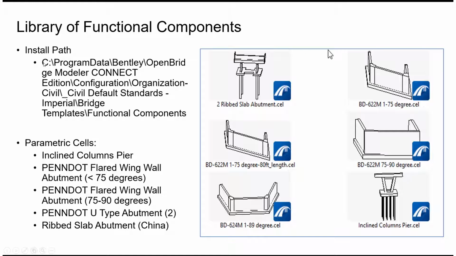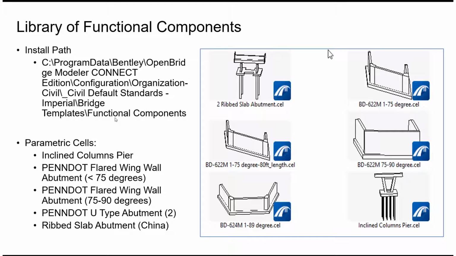So that cell library of these functional components is by default in this folder inside the ProgramData, OpenBridge folder, under functional components. These are basically just MicroStation cells that are parametric, of course, and then you can just modify them and research the properties that they have inside. And obviously, being a cell library, you can just place it in your workspace and then everybody can use it.